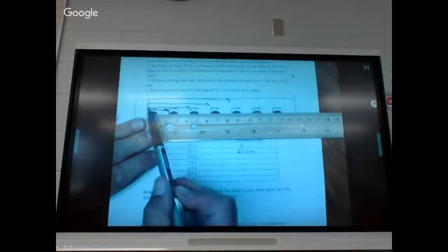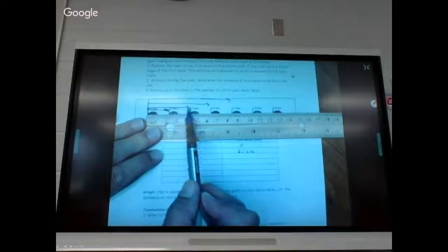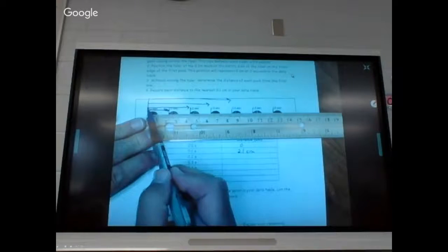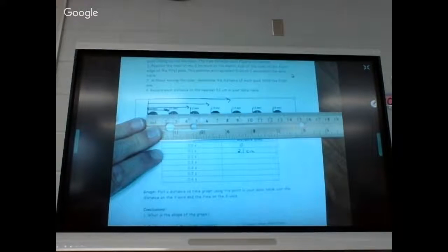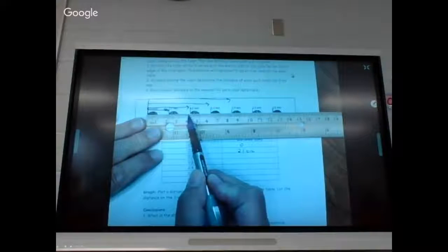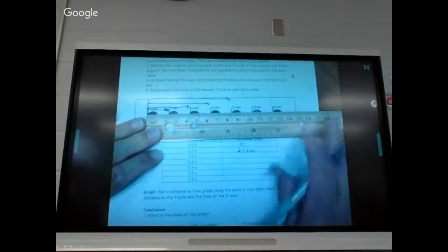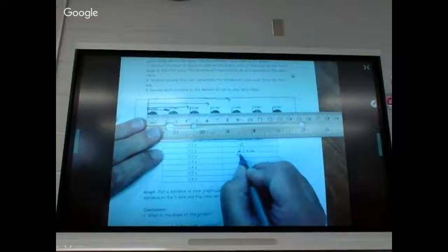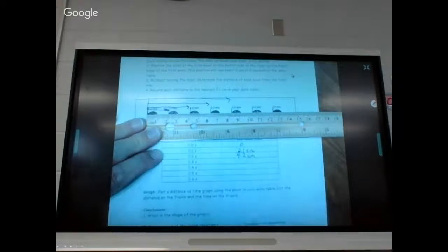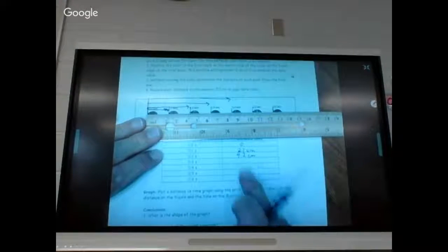So if we go to the 0.2, you're measuring from here to there. So what does from here to there look like? It's not at 4. 4 is right here. So it's past 4. So 4 point what? What does it look like? Look down at the ruler. All right, I hear 4.2. All right, now you've got to do the rest of them.